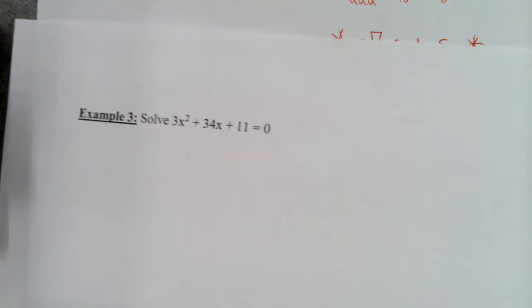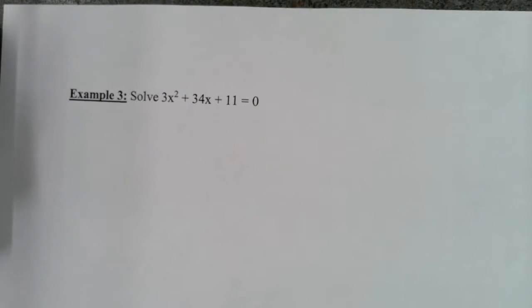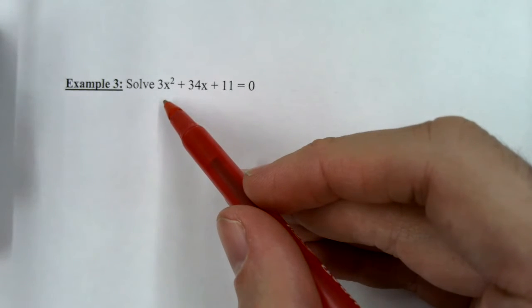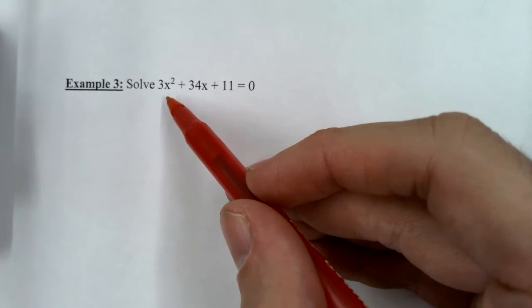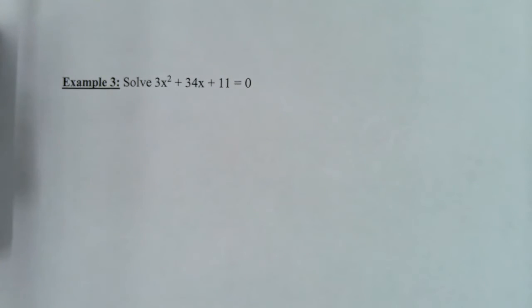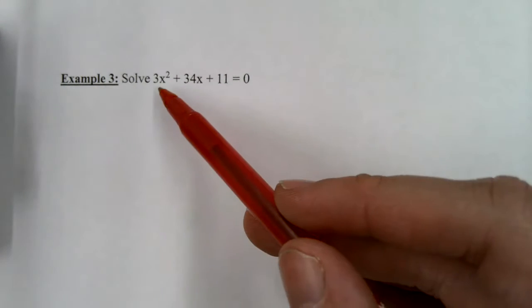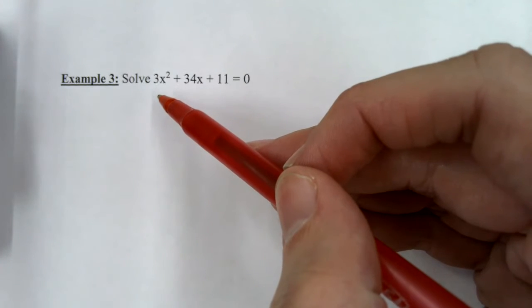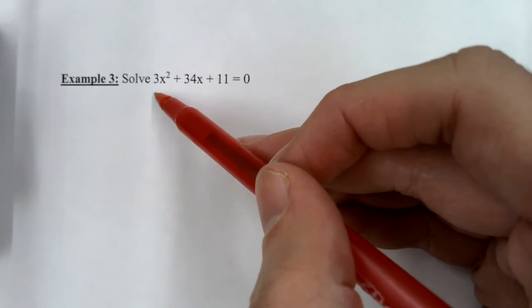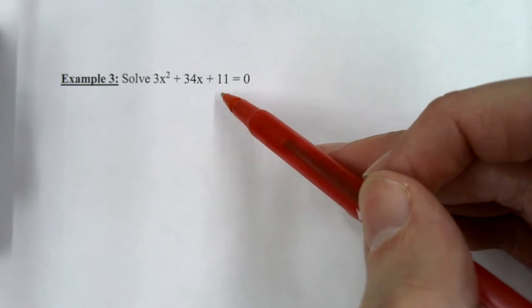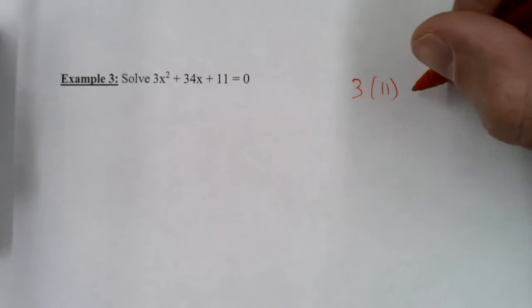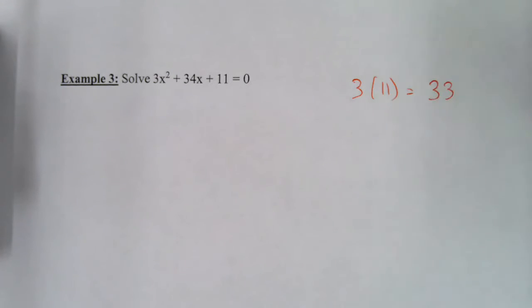Okay. Now let's do a more difficult problem. This one, you have a trinomial again, but the first term is not 1x squared. When the first term is 1x squared, you can do it the quick way, like example 2 that we just did. This one, it's not 1x squared, so you have to do it the long way. First, take the a value, which is 3, and multiply it by the c value, which is 11. So 3 times 11 equals 33.